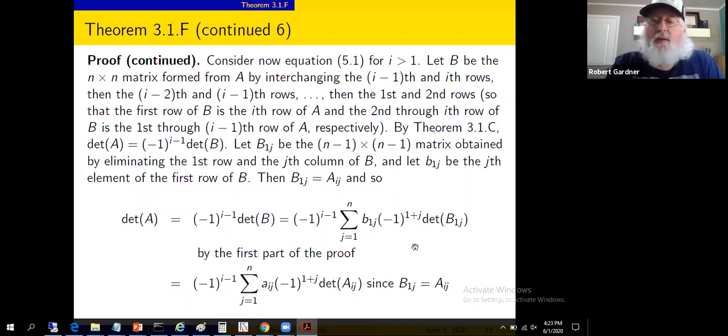But wait a second. You know, B sub 1j is the same as A sub ij. Columns, same. You've moved the ith row of A to the first row of B. So I know B sub 1j, the entry in the jth column of the first row of B, is the same as the entry in the jth column and ith row of A. And that's how matrix A was related to matrix B. We still get these negative ones to the 1 plus j deals. You know B sub 1j and A sub ij are actually the same matrix. So the determinant of B sub 1j is the same as the determinant of A sub ij.